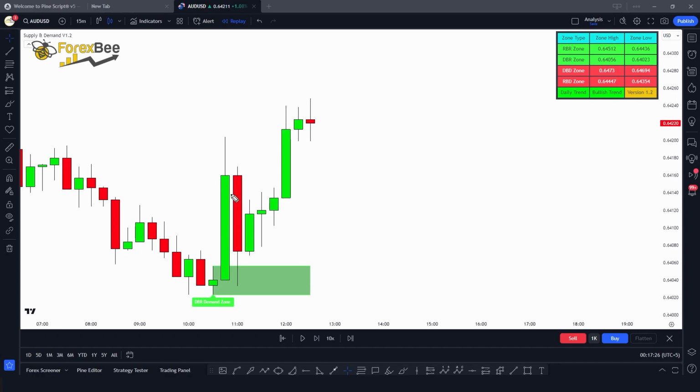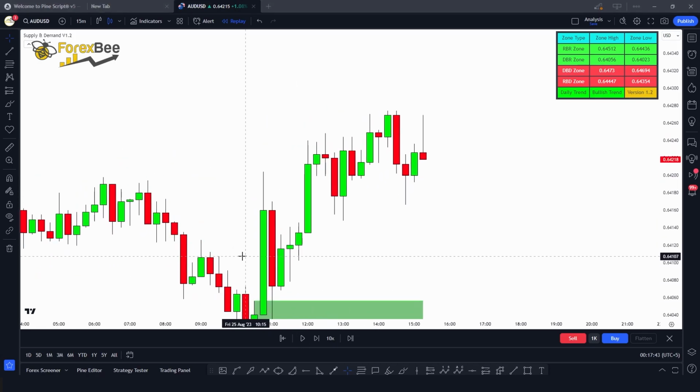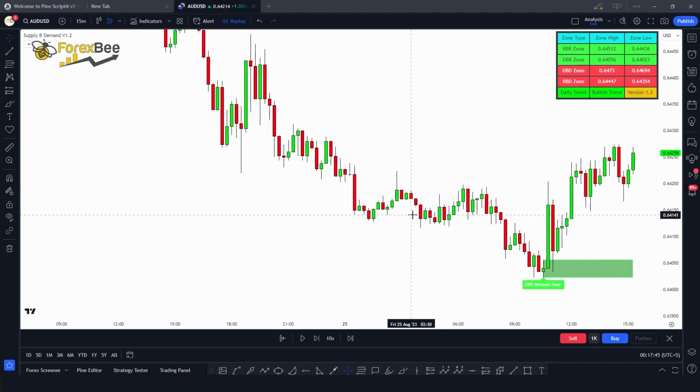But if we trade this demand zone according to the supply and demand trading strategy, you can see that after the formation of the demand zone, the market comes back to this region to get this demand, and then we can see the formation of this bullish momentum in the market in the upward direction. So this is how you trade the supply and demand zones correctly on the chart.